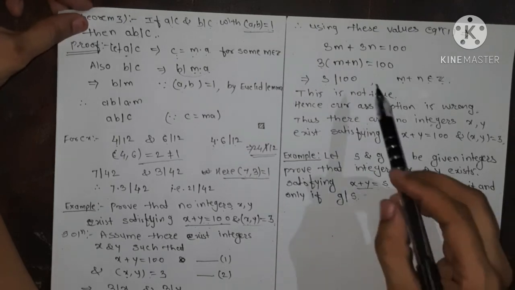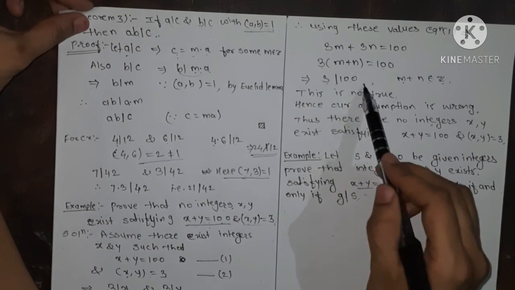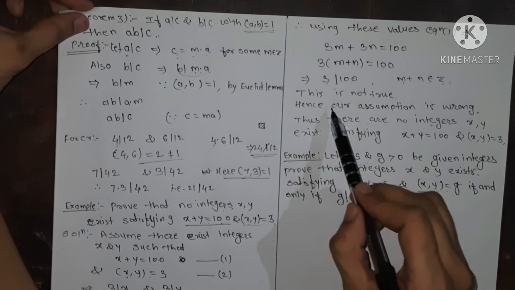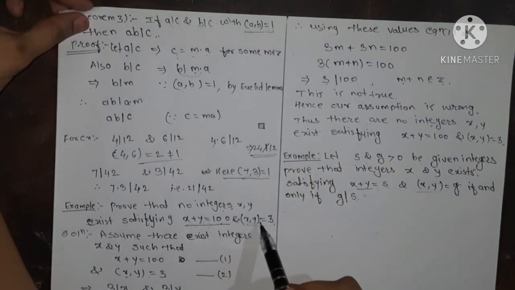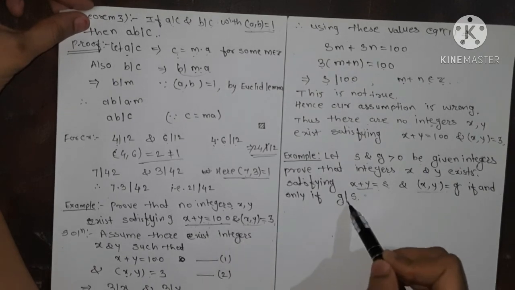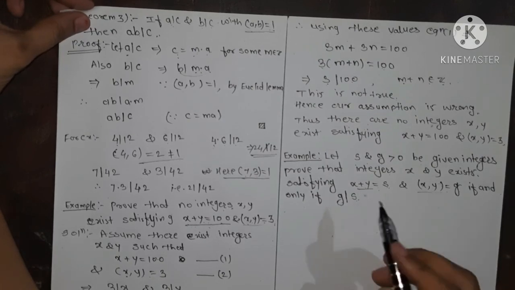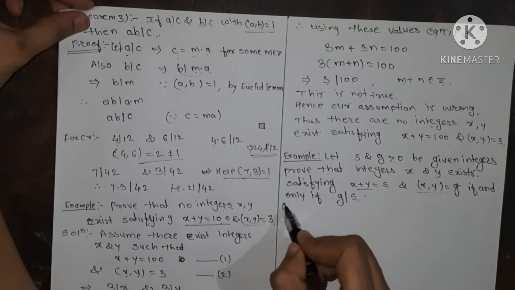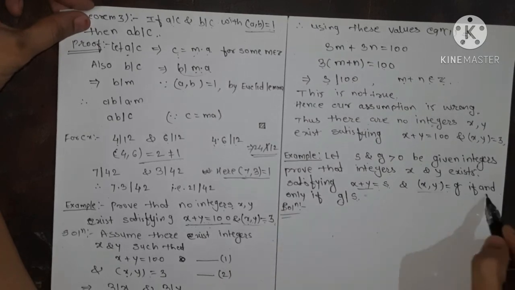As here we have seen, since 3 does not divide 100, the condition x plus y equals 100 and GCD of x comma y equals 3 is not satisfied by any integers x and y. The same condition applies here: these conditions are satisfied if and only if g divides s. So we solve this, since it is an if and only if condition.